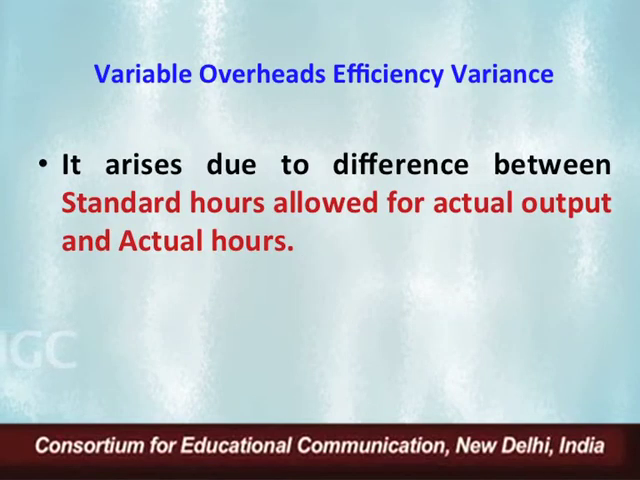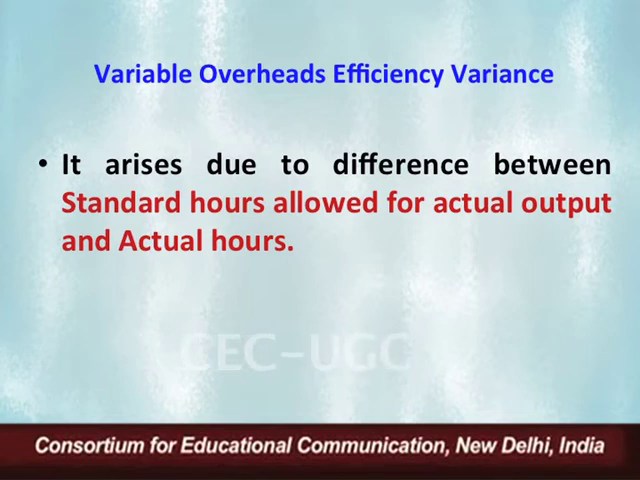Now comes variable overhead efficiency variance. That is the second part of variable overhead cost variance. Basically it arises due to the difference between the standard hours allowed for actual output and actual hours. So here comes the role of time, the standard hours allowed for actual output and the actual hours. If there is some difference between these two, then obviously we are going to have variable overhead efficiency variance.